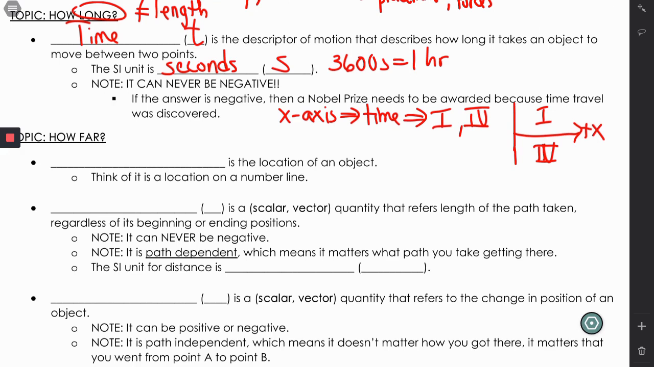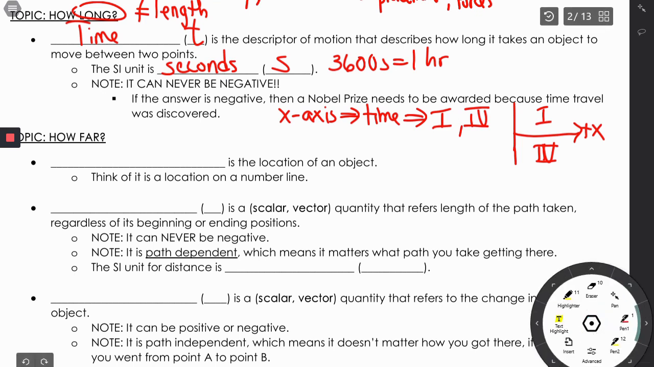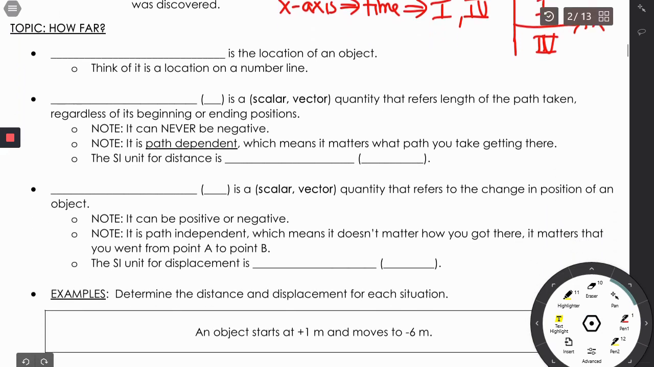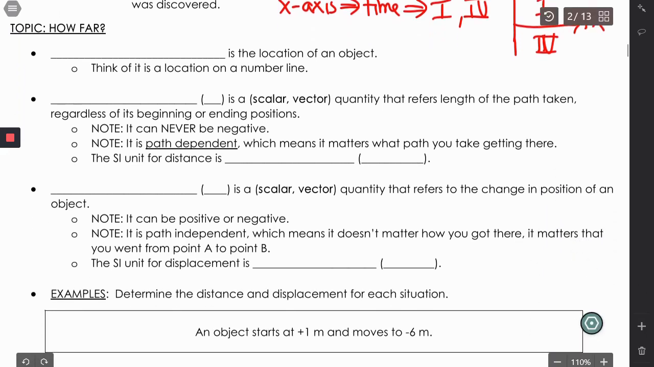So if your answer is ever negative, I will go to Stockholm, Sweden, and grab you that Nobel Prize, or at minimum, I'll print a copy of one out for you, because then you've discovered time travel. And at this junction in physics, we're only going to focus on time being a positive value. Okay? So that's the quote unquote easy question to answer, how long. So just get out of your mind that long means length.